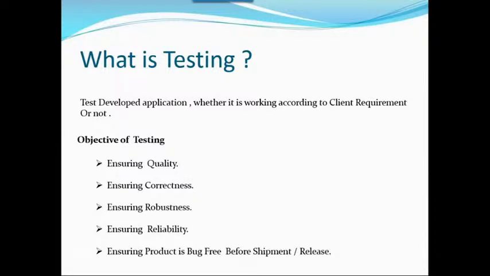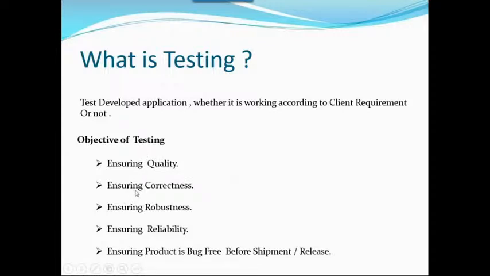What is the meaning of correctness and robustness? Correctness means critical functionality also we need to check. Robustness means we need to check whether it is working as per the given requirements in all the areas or not. And reliability is one of the most important ones. Reliability means whether this application is user friendly or not; while you are doing the testing, you need to check that. This is the objective of testing.